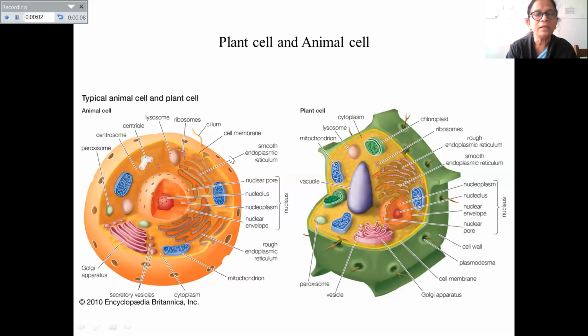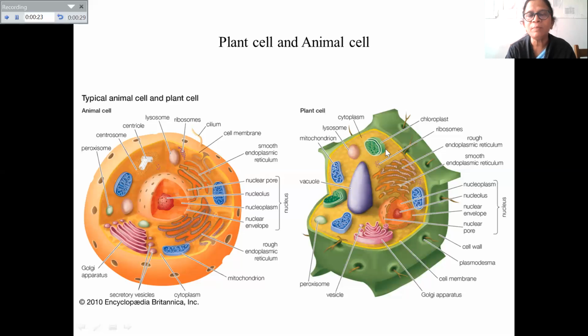Then nucleoplasm is present in the nucleus. The nuclear envelope is there. Then vacuoles and secretory vesicles are present at the side of the Golgi complex. So this is the structure of animal cell.